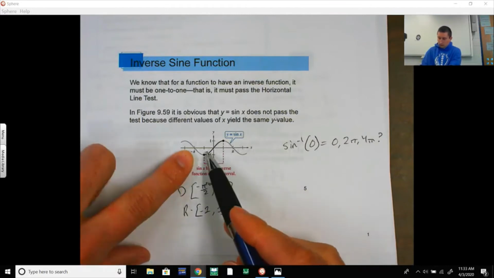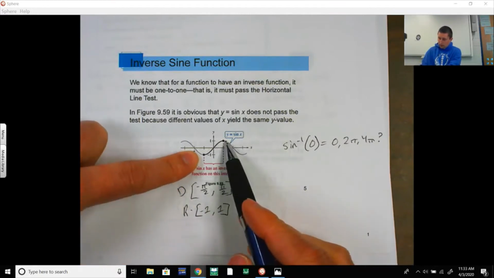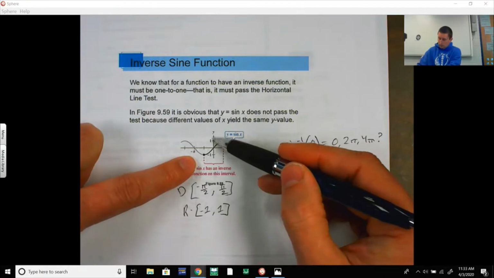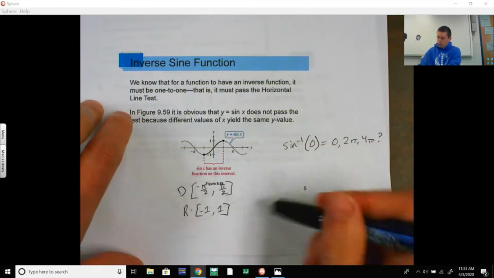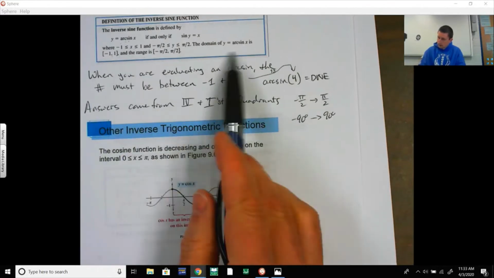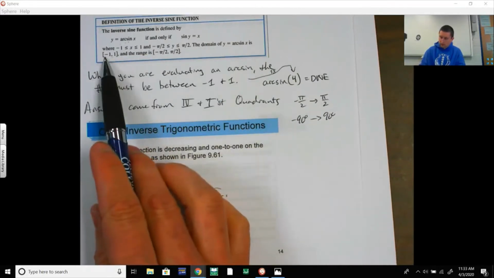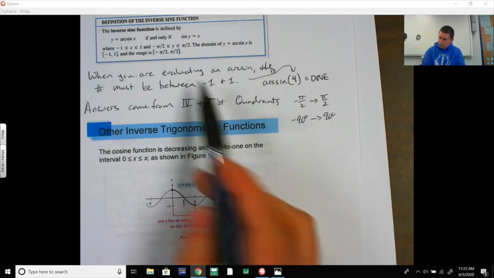So they're restricting the domain. It's going from negative pi over 2 to pi over 2. The range is from negative 1 to 1. So when you get to your inverse functions, remember those just flip. So the domain for inverse sine has to be from negative 1 to 1. The range is from negative pi over 2 to pi over 2.